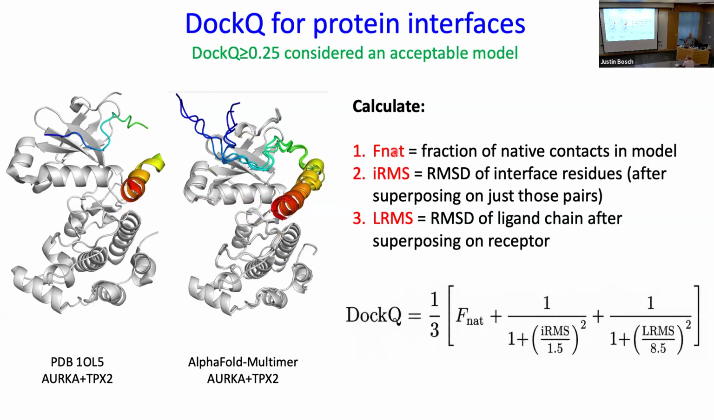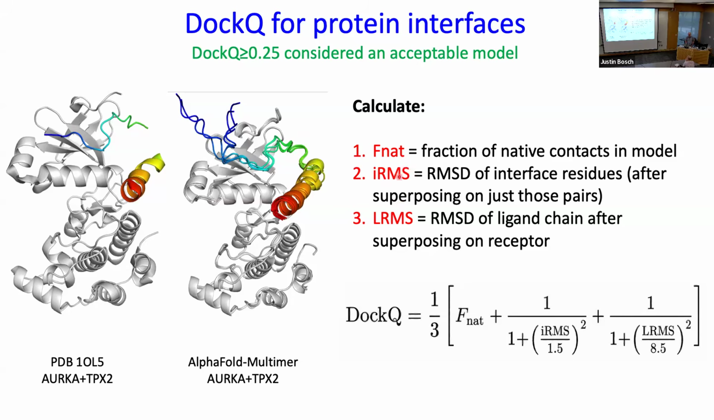The first one is called FNAT. It's the fraction of the native contacts, meaning if I look at all the residue pairs between the kinase and TPX2, make a list of those pairs that are within some distance of each other, that's a list of contacts. Now I look at the model, what fraction of those contacts did I also get within that distance? So that's the fraction of native contacts that are in the model.